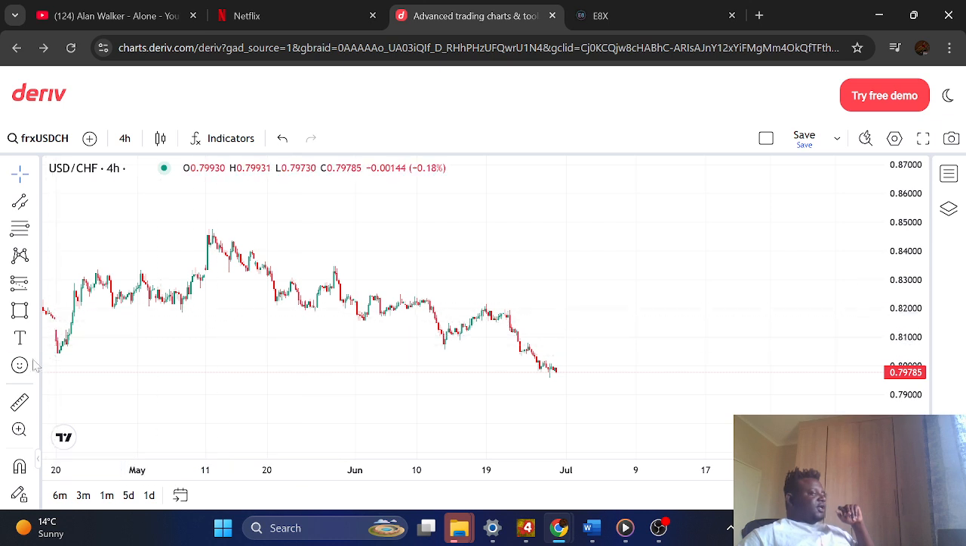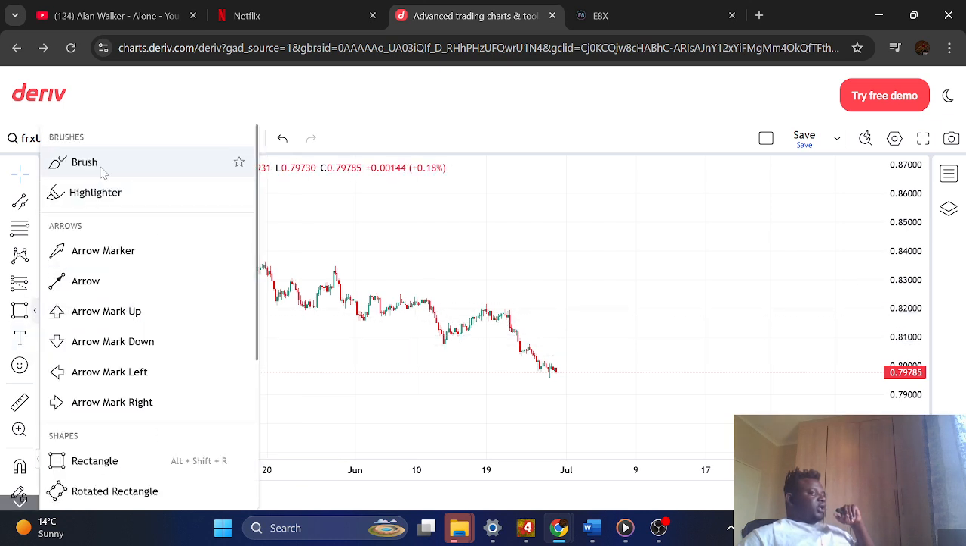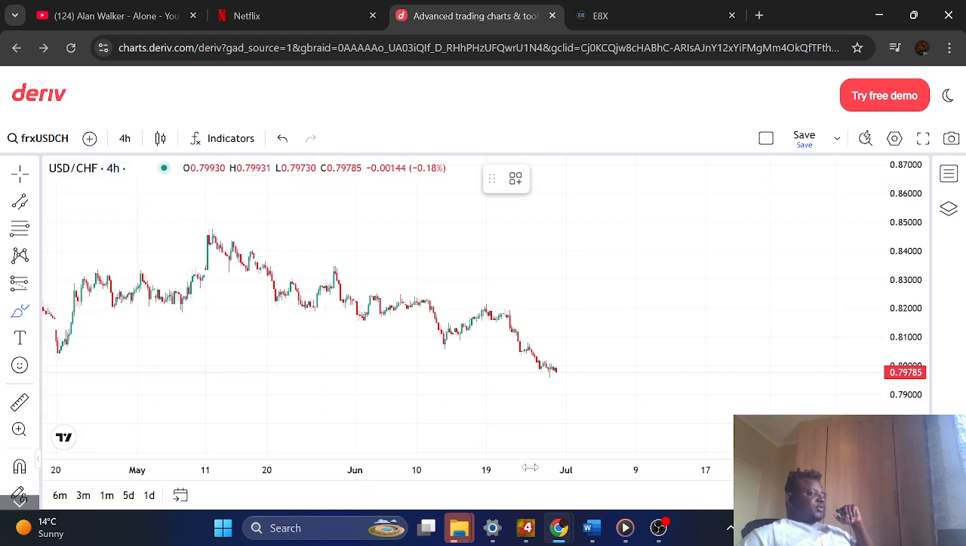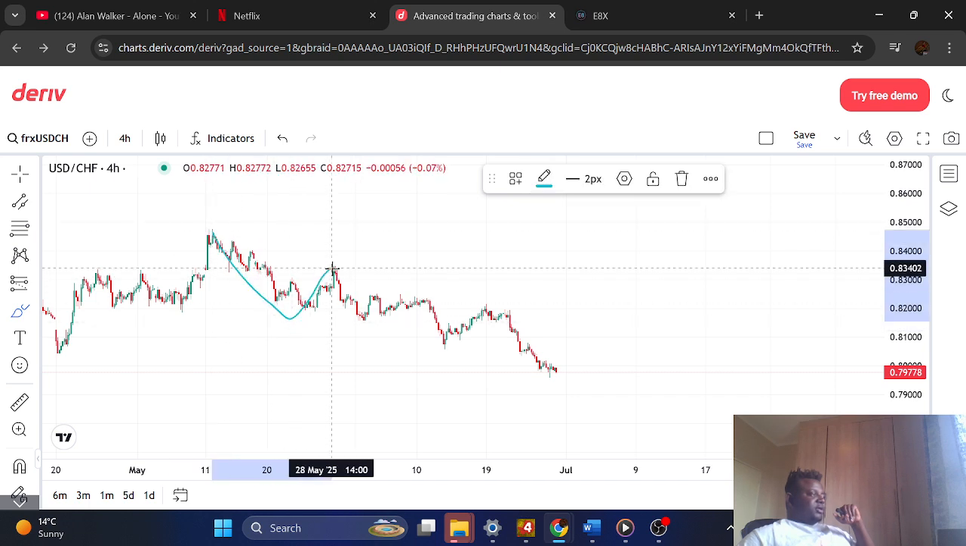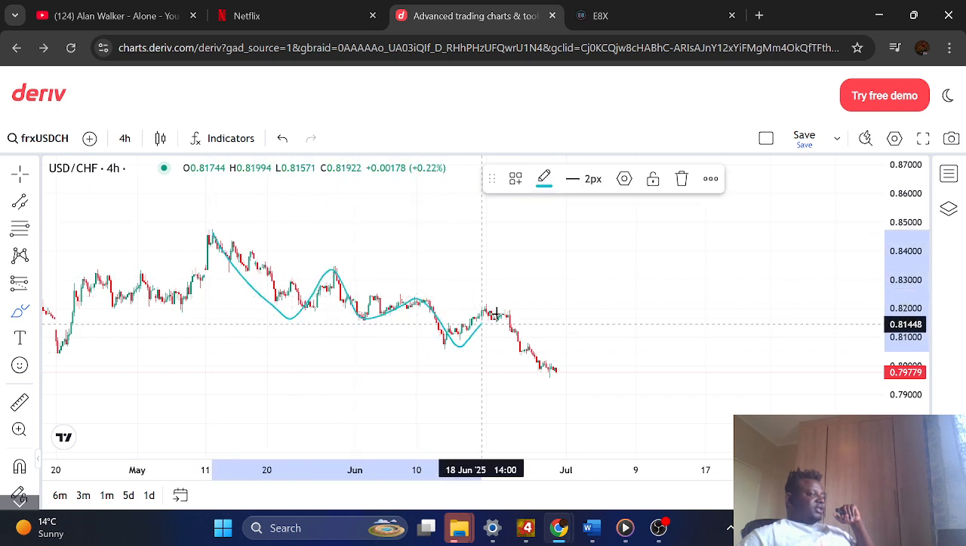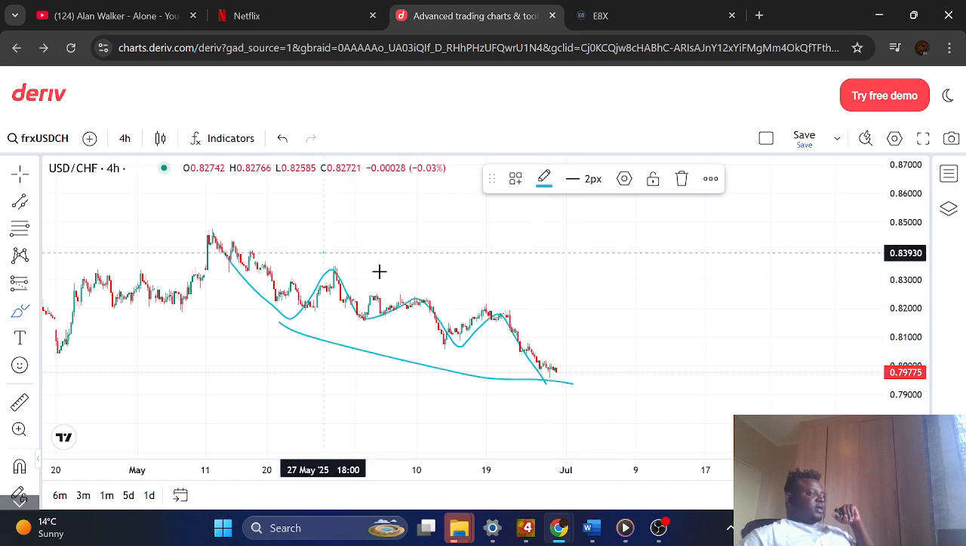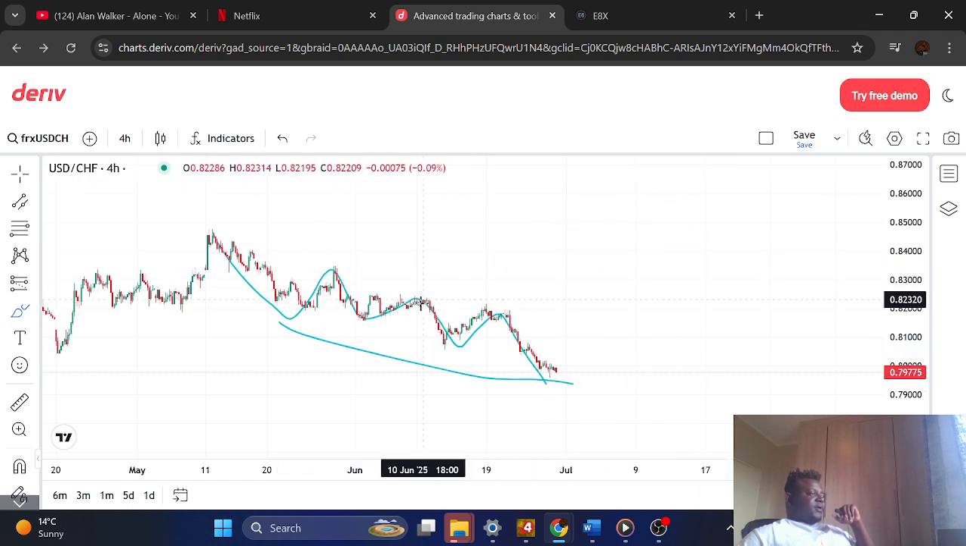So the first thing, like always, what are we looking for? We are looking for the trend. We want to see which trend the market is in. So we can tell that the market is going down. It's in a downtrend. You can see that it's creating lower lows and lower highs as it goes down.